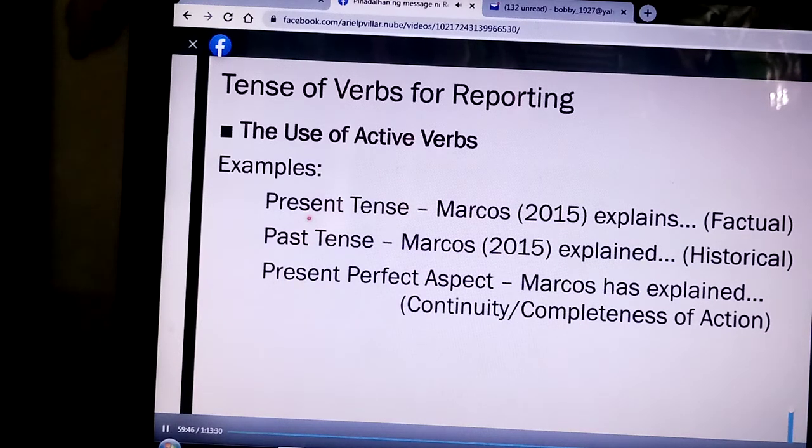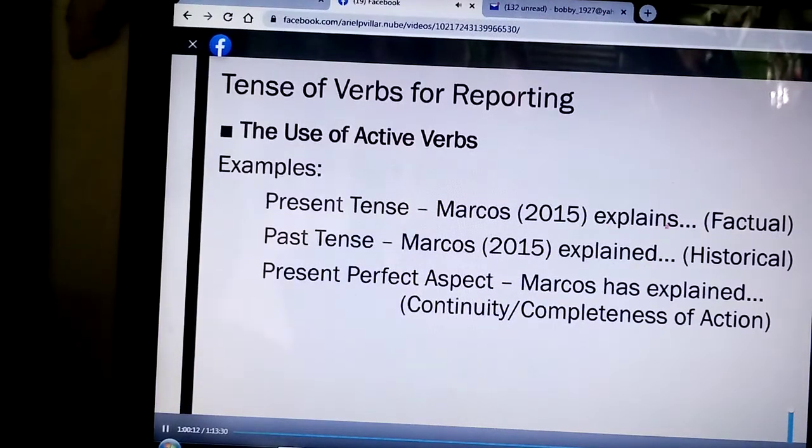So, you use present tense, ma'am and sir, if the author is stating a factual idea. Totoo siya. It's a factual idea. You use past tense if you're talking about the historical past. Kunwari, yung thesis niya, yung study na yun, ginawa nung nakaraan, 1980, 1985. So, past tense yun. We're talking about historical past.